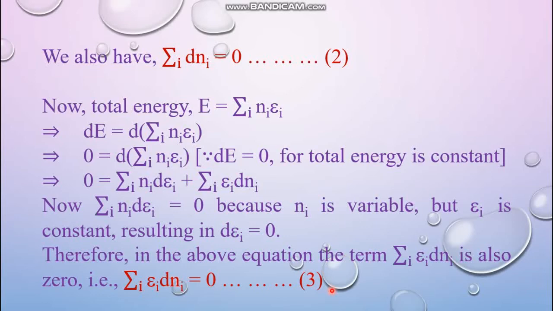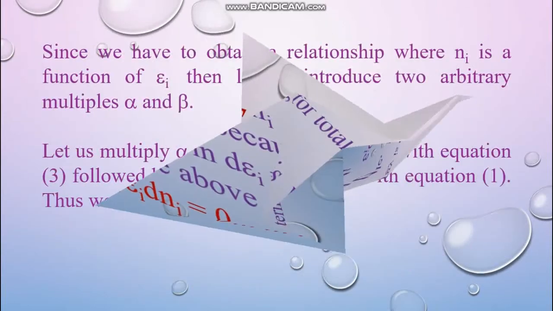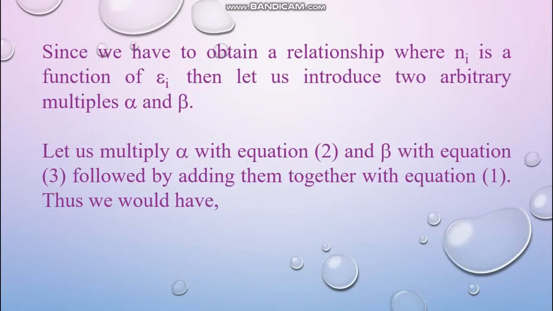Now you must ask me what I should do with these 3 equations. Okay, now let us come to the point. We have to obtain a relationship where ni is a function of epsilon i. This is our destination, this is our desire. Yes, obviously. Then let us introduce 2 arbitrary multipliers, alpha and beta. These 2 are very important.